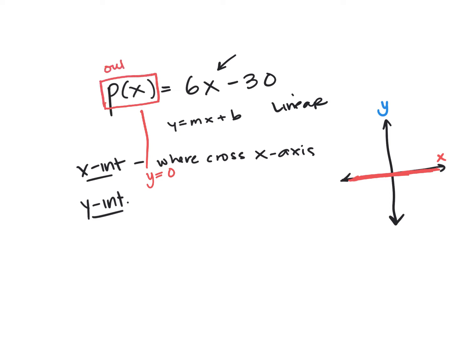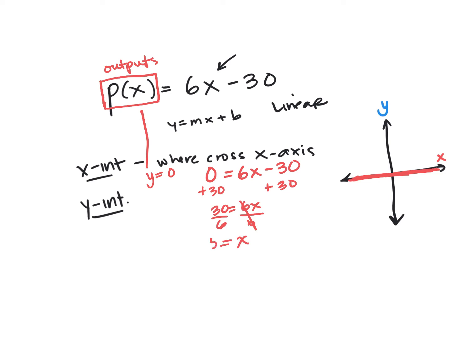So when we say y is 0, we're really talking here in this function notation, p of x represents our outputs. And so we have 0 is equal to 6x minus 30. And then we're going to solve that equation. So we'll add 30 to both sides, we get 30 equals 6x. Dividing both sides by 6, we end up that x is equal to 5. So we know that when y is 0, x is equal to 5. And so really that's the ordered pair 5, 0. Remember, it goes x and then y.